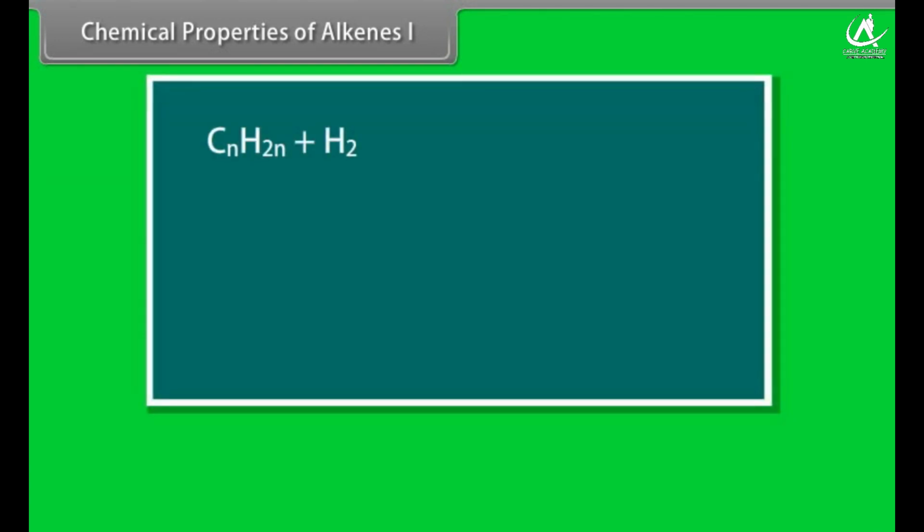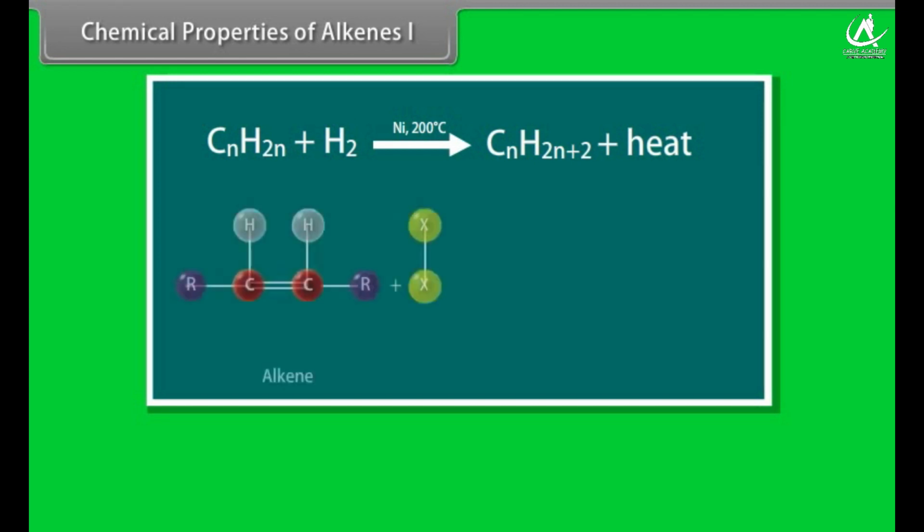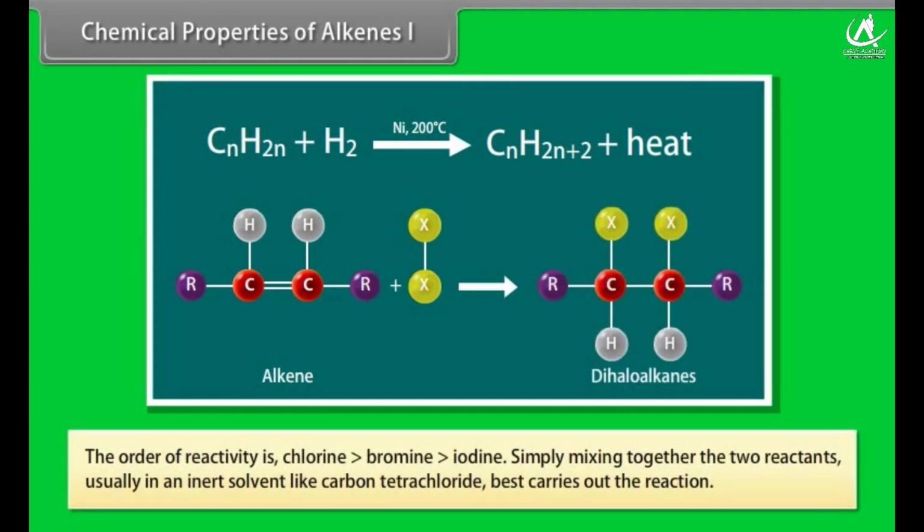Addition of hydrogen. Alkenes add hydrogen in the presence of platinum or nickel catalyst to form alkanes. The reaction, termed hydrogenation, is an exothermic reaction. Addition of halogens. Alkenes react with halogens to form dihaloalkanes. The order of reactivity is chlorine is greater than bromine is greater than iodine. The reaction is best carried out by simply mixing the two reactants, usually in an inert solvent like carbon tetrachloride.